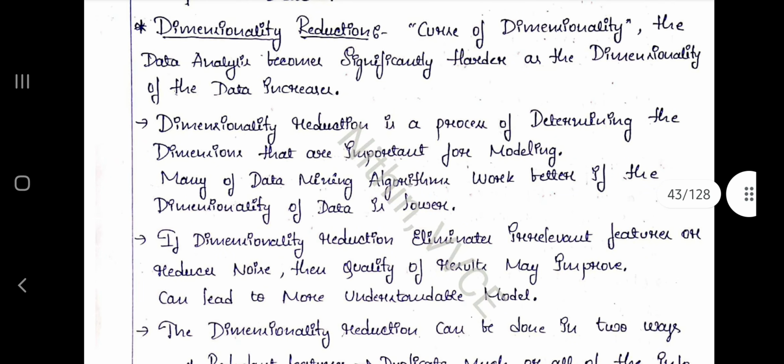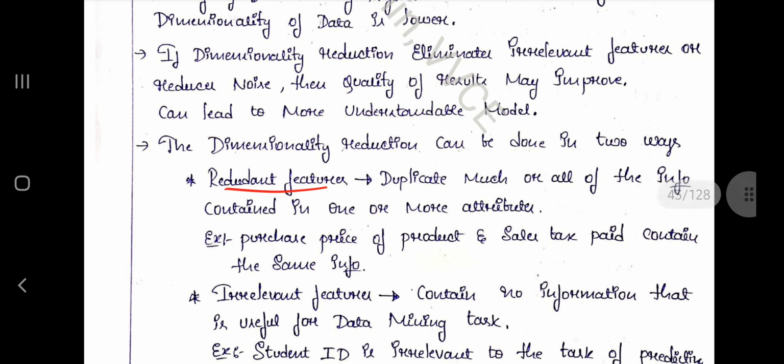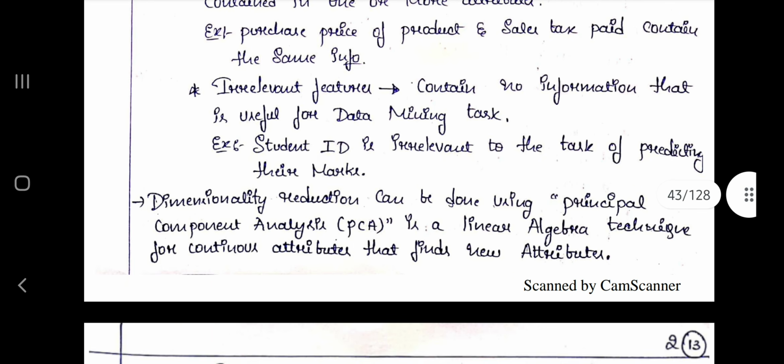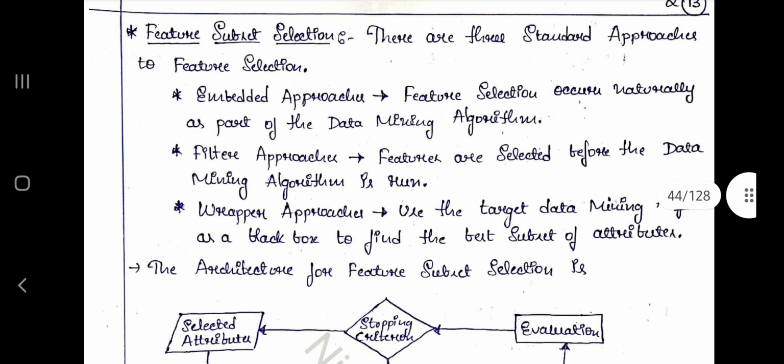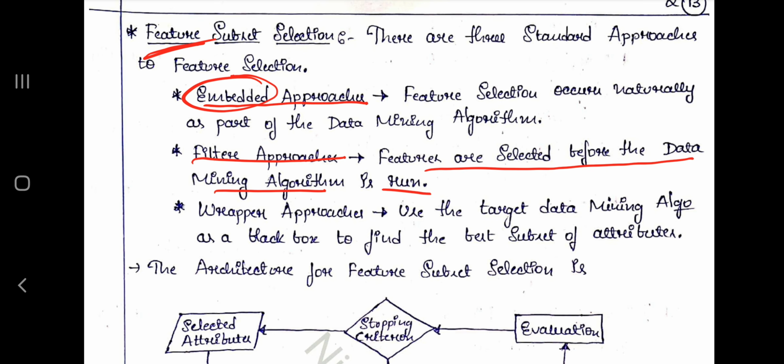Dimensionality reduction means you are reducing the dimensions. Means if there are many dimensions, many properties, you will remove the irrelevant properties as well as redundant attributes. Okay, so that will reduce the dimensionality. Feature subset selection means which are the most relevant features that you will be selecting. You have to mention 3 points compulsorily in this diagram. 3 points are what? Embedded approaches. Embedded means inbuilt. Filter approaches. Filter approaches means the features which are selected before the data mining algorithm runs. Okay, filtering the approaches means selecting which are actually needed. Wrapper approaches use the target data mining algorithms. Okay, using the target data mining algorithms as a black box to find the best subset.